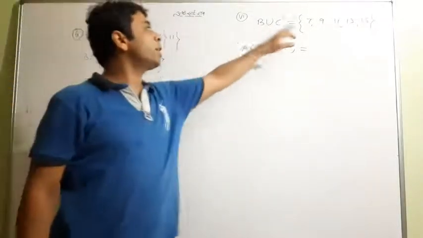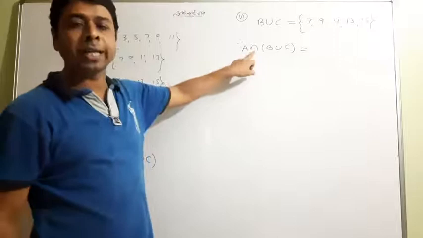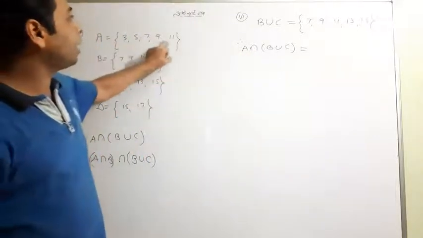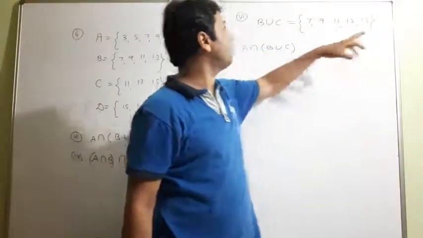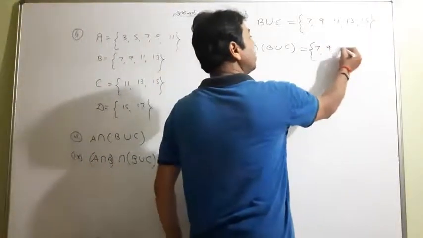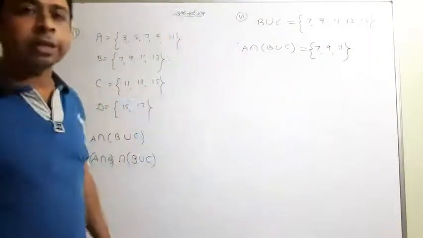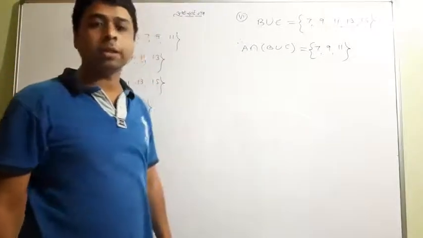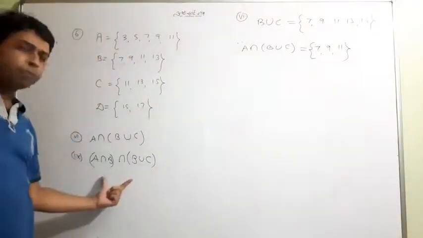Look at these two sets and you know the meaning of intersection, common element. So 3, 5, 7, 9, 11, 7, 9, 11, 13, 15, 7, 9, 11 are the elements. They seem common in both. So that's the answer of intersection of A and B union C. That's simple. So I don't think that I have to repeat that.